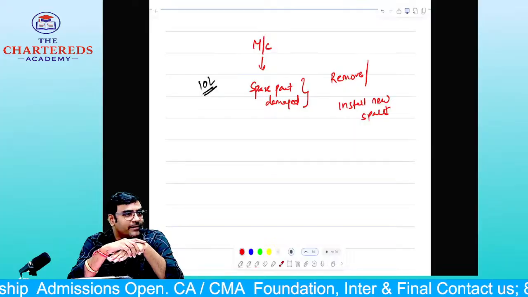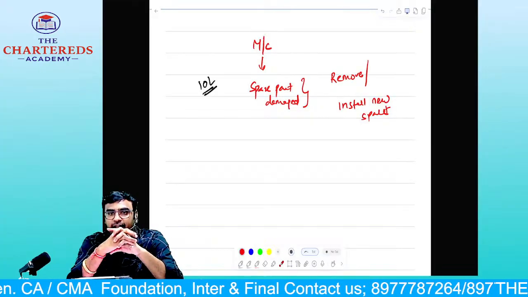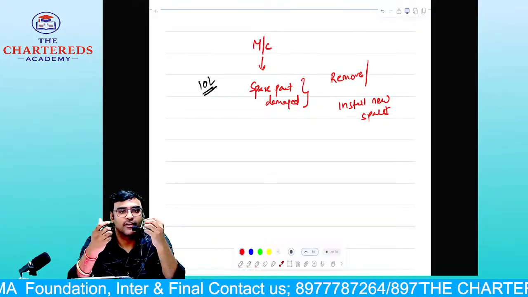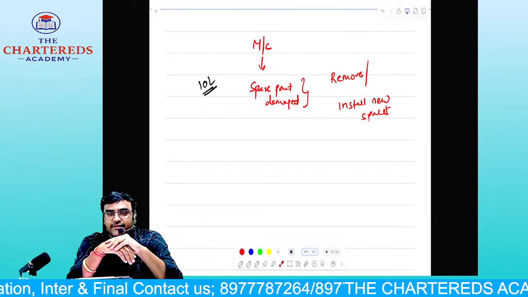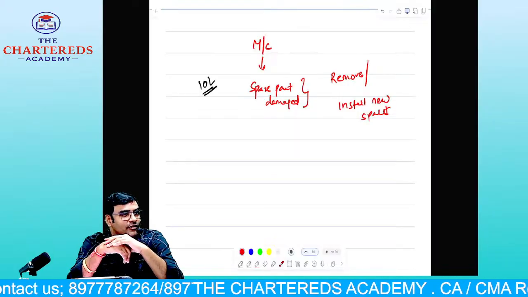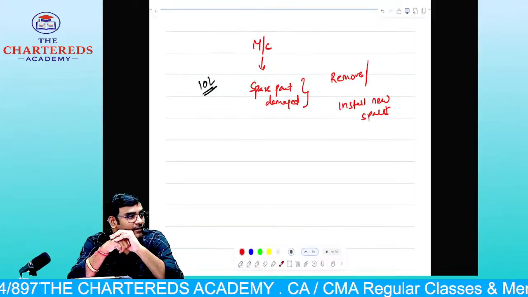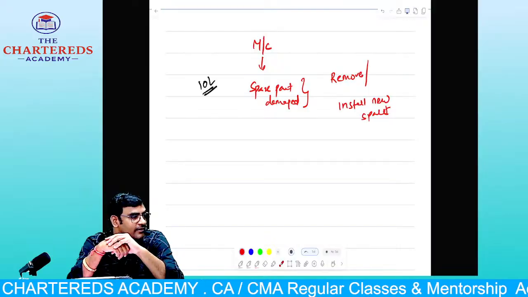I'm still not happy. I want every one of you to respond. Increase or maintain? Let me explain. Why it is increasing? By removing the old part and fixing a new part, the machine efficiency increases. Right.